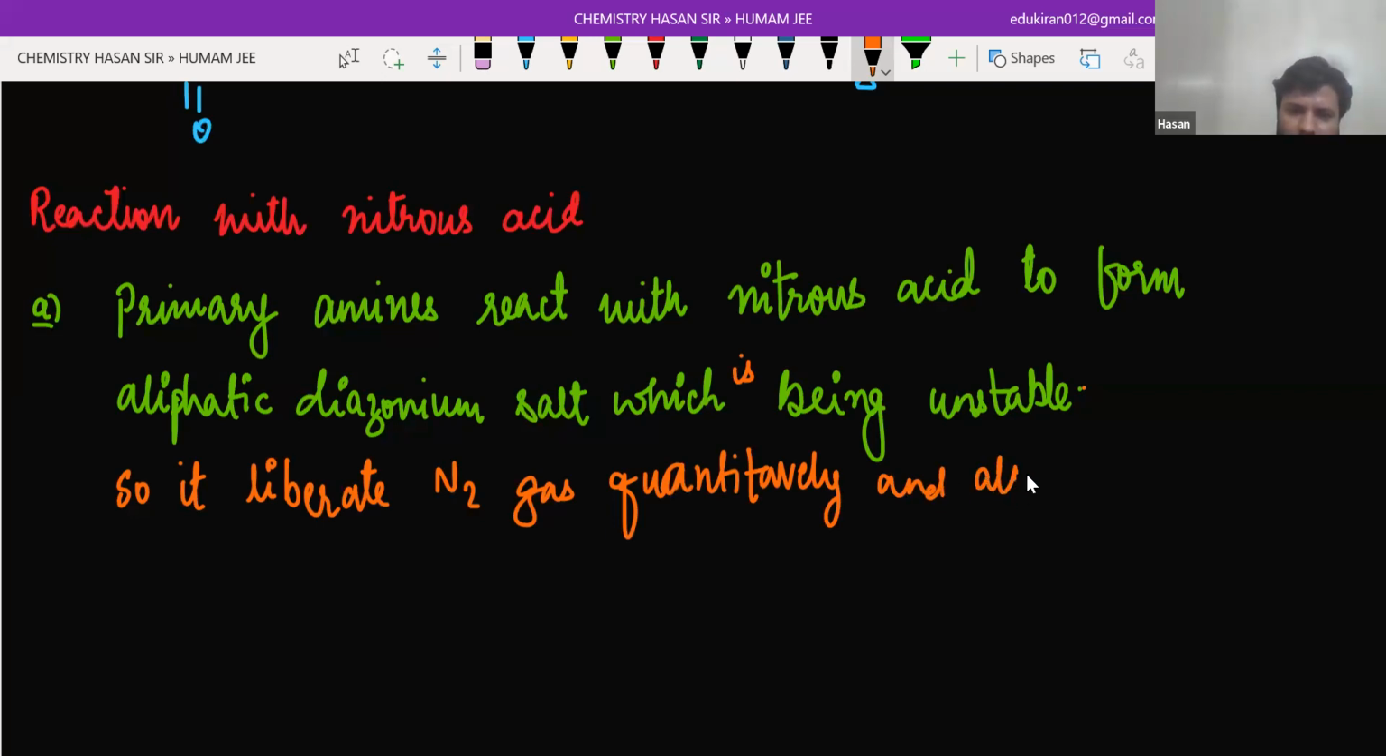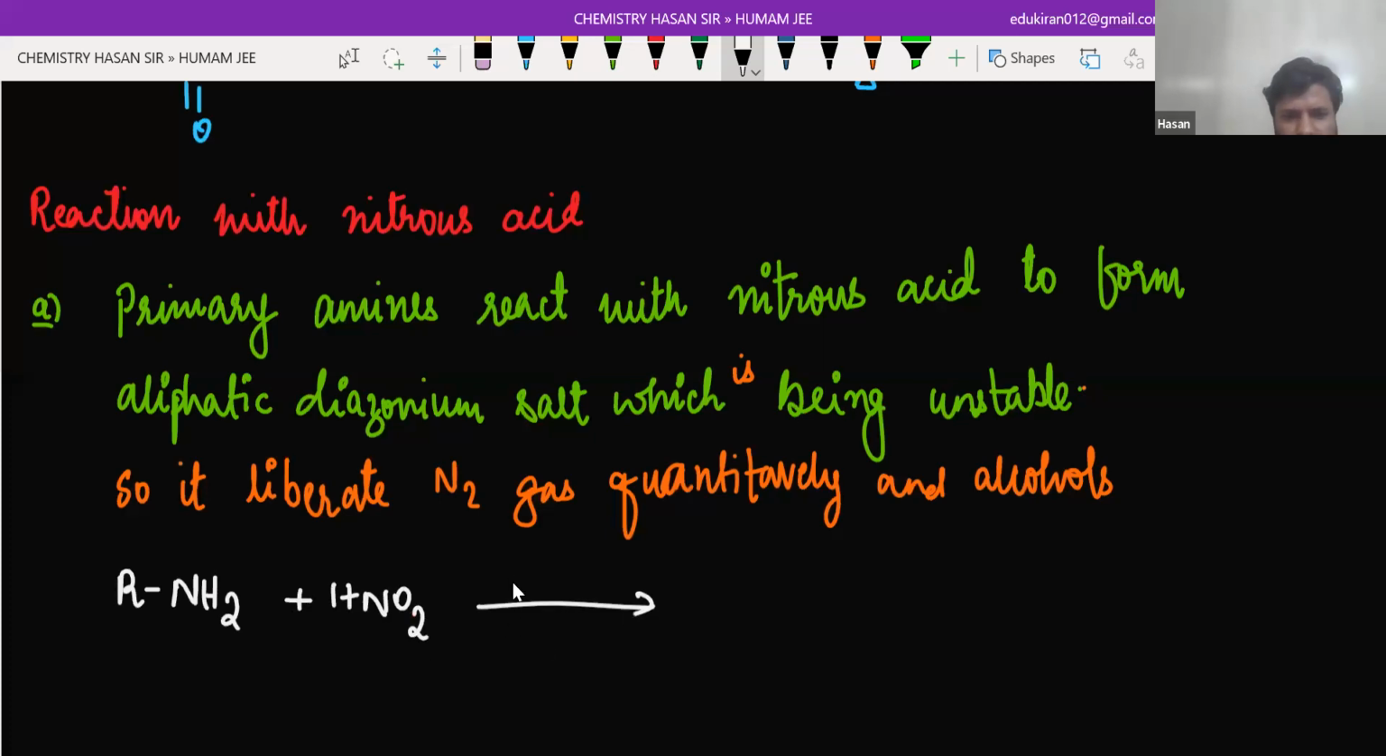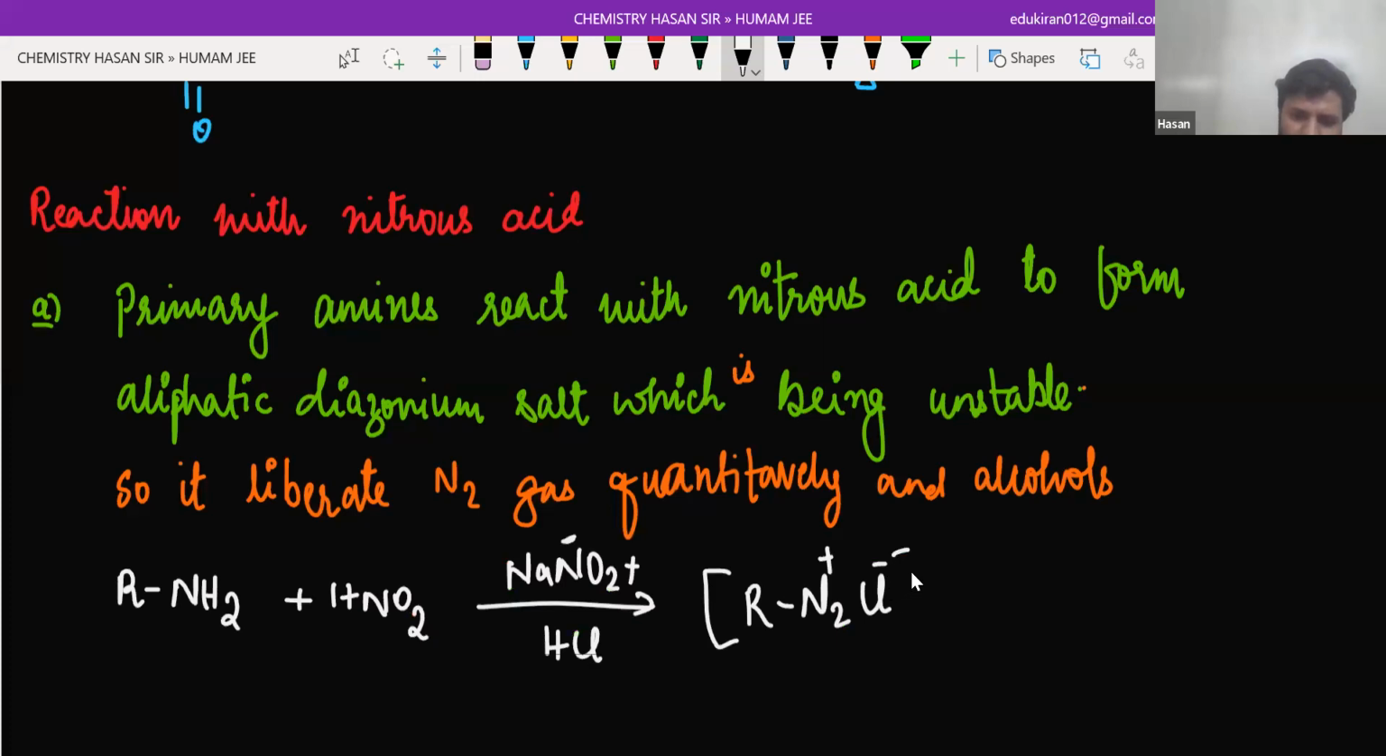And alcohols. So I can write a reaction. RNH2 is going to react with HNO2, nitrous acid, or you can say this is in the presence of NaNO2 plus HCl. So this nitrogen will go and it forms RN2+ Cl-. And after hydrolysis in the solution, this will be converted into ROH along with N2 and HCl.